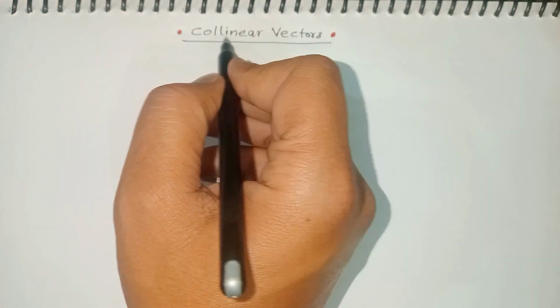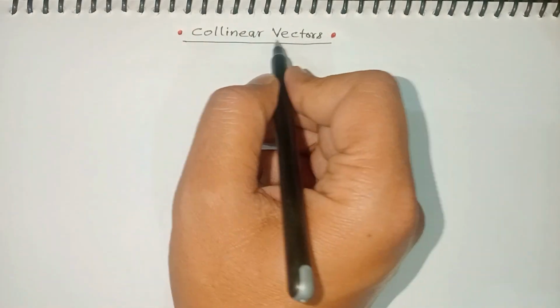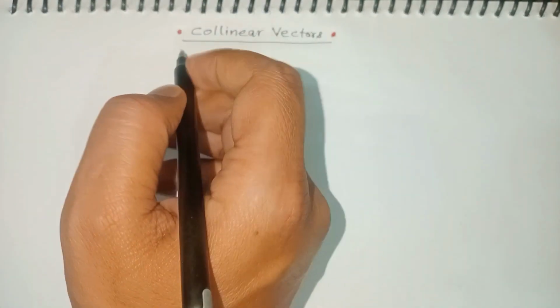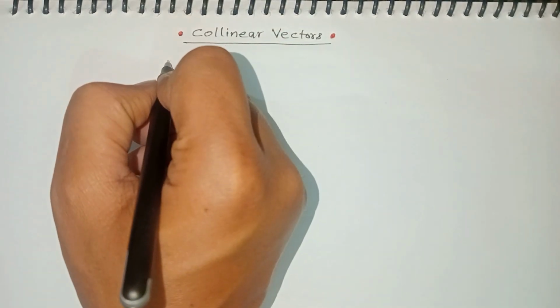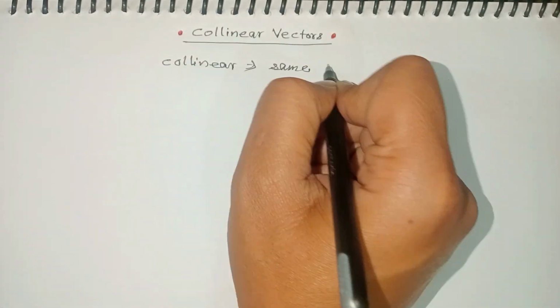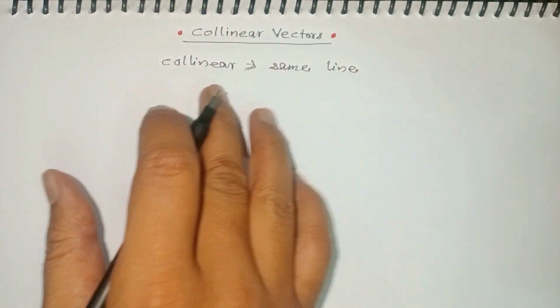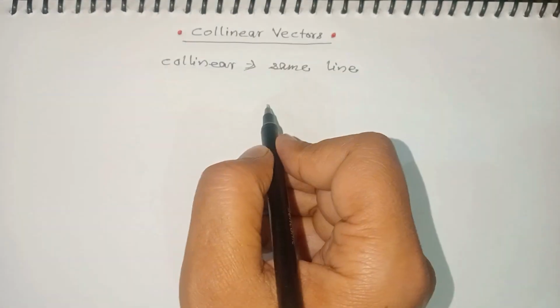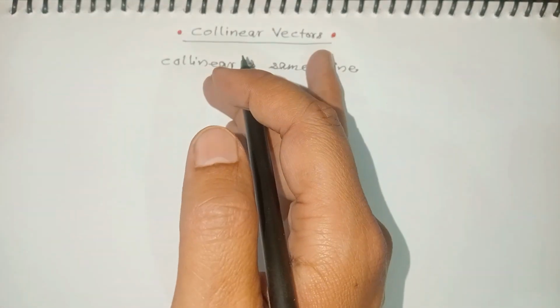Study the point: collinear vectors. Collinear and vectors. Collinear means what? Collinear means same line. Collinear literally means what? Same line. Means something acting along the same line. Okay. So what do you mean by collinear vectors?